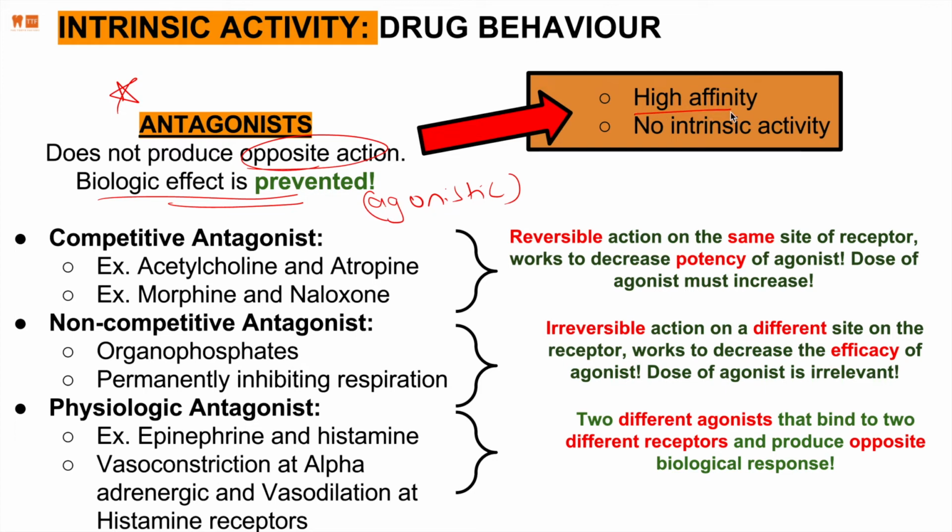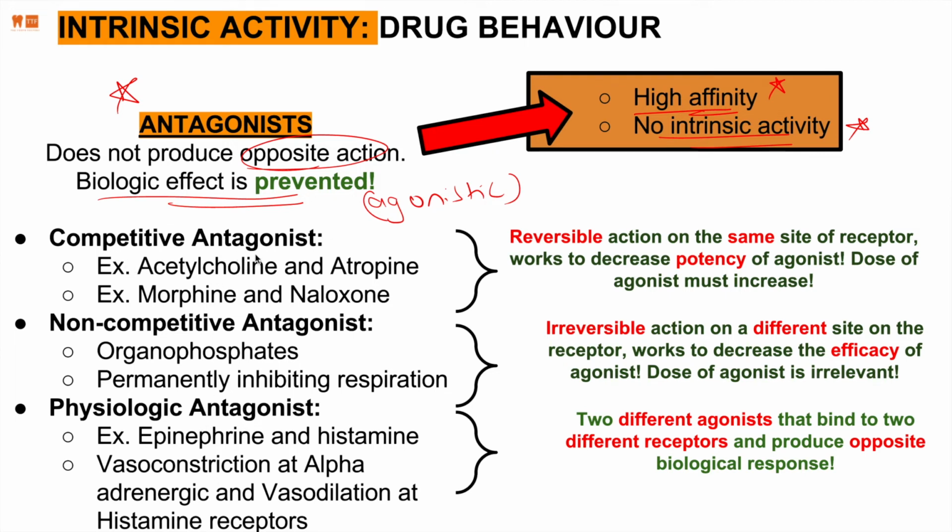They do have high affinity. Well, you have to. If you want to prevent somebody from entering your house, then you have to have a very, very tight lock, right? And that lock is the antagonist. It produces no intrinsic activity, which means no thief will be able to steal from within the house. Just a little way to remember that. A competitive antagonist, a non-competitive, and a physiologic antagonist are the three categories. So let's take a look at them one by one.